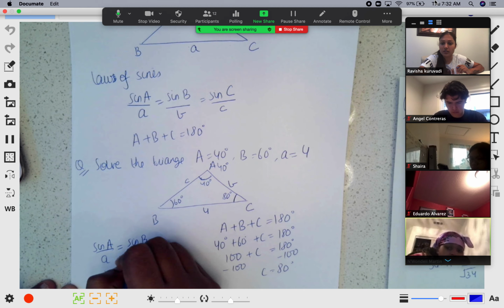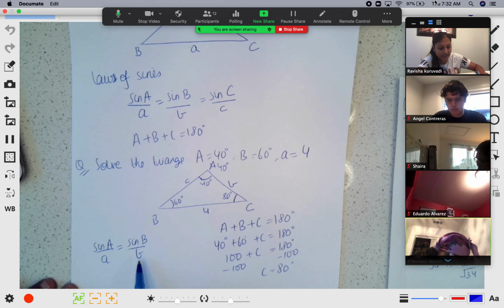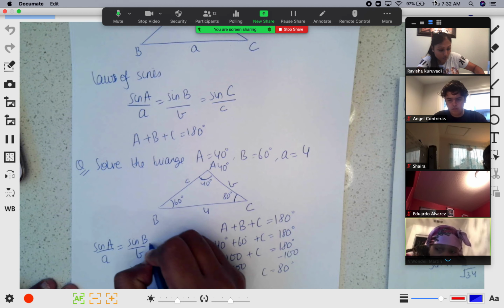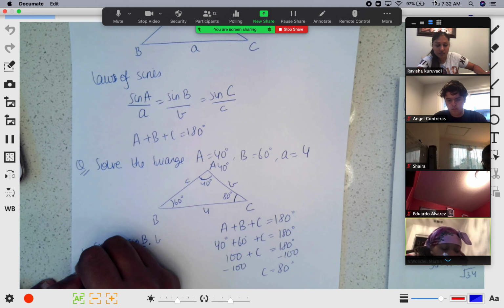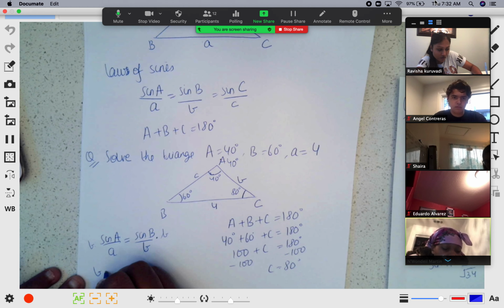Let me just do it like this. Note in this case, I know this angle, I know this side, I know my B, but this I don't know. So I'll keep this on one side, I'll take everything else on the other side. How I do it is, first I multiply b on both sides. So this b and this b cancel, you get b times sine A over a is equal to sine B.